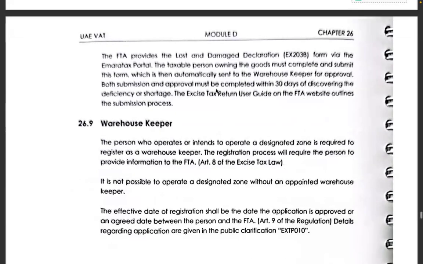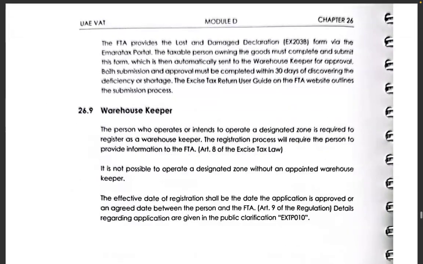The FTA provides the lost and damaged declaration form via the EmaraTax portal. The taxable person owning the goods must complete and submit this form, which is then automatically sent to the warehouse keeper for approval. So there is a form on which all those wastage and damaged goods have to be recorded, and it is sent to the warehouse keeper for approval. Both submission and approval must be completed within 30 days of discovering the deficiency or shortage. So there is a maximum of 30 days allowed. The excise tax return user guide on the FTA website outlines the submission process.